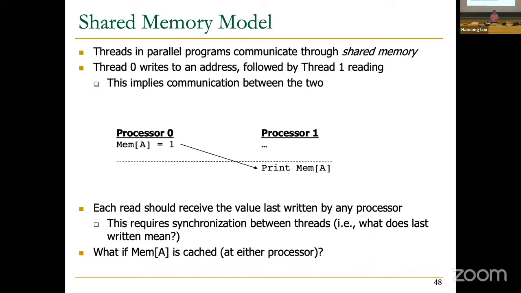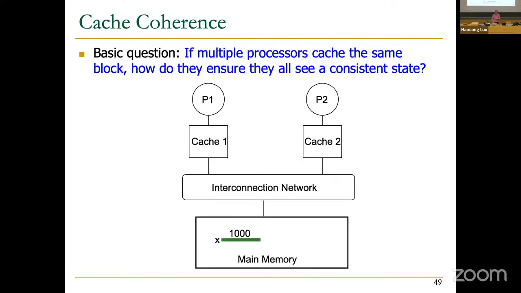So we're going to cover the issue with caching. Basically, if you have memory location A that's cached in either processor, we have a problem, because the processors may not see the updates of other processors unless you do something special, which is called cache coherence essentially. So the basic question is, if multiple processors cache the same cache block, how do they ensure that they all see a consistent state for that particular cache block, right?